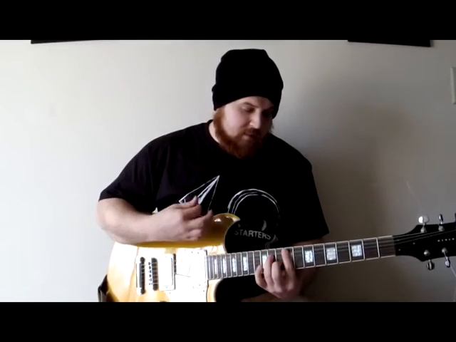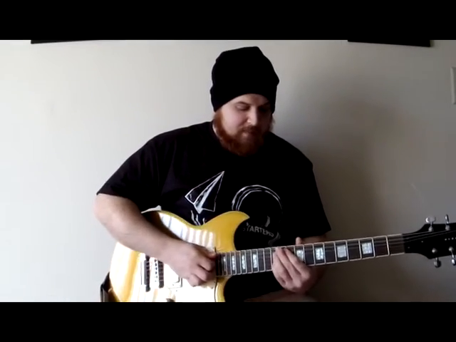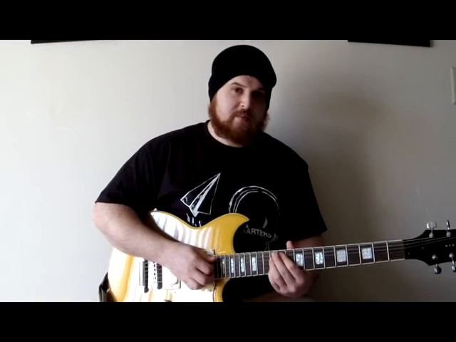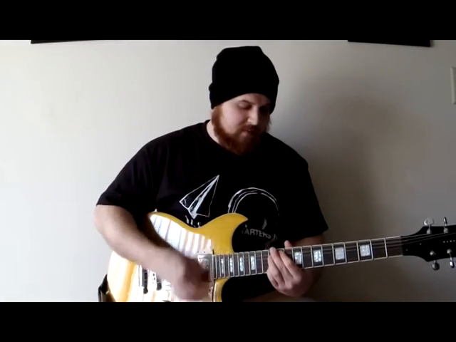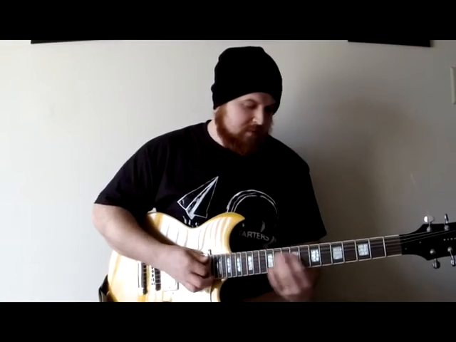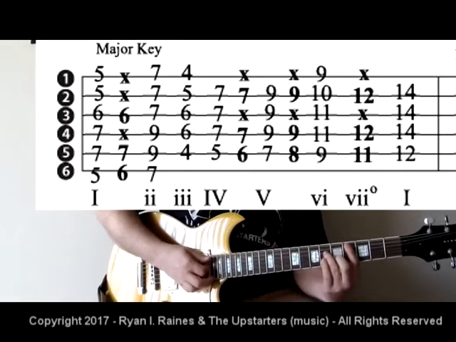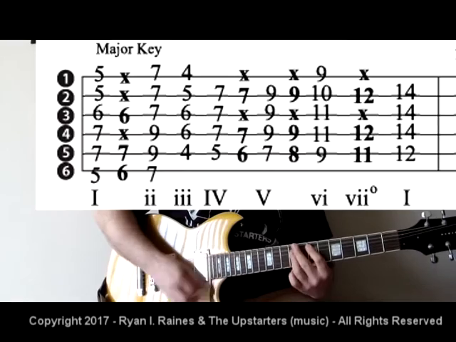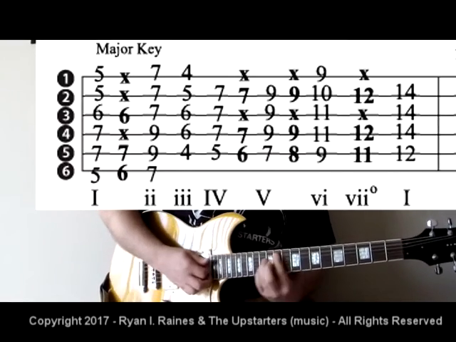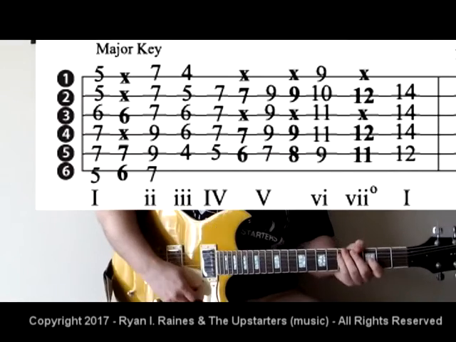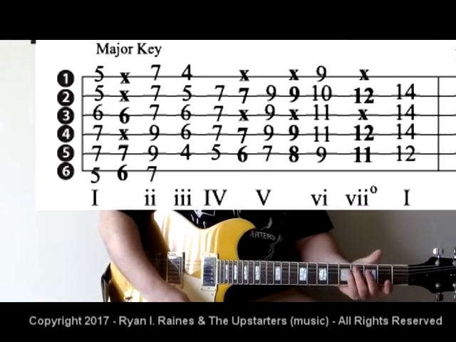And then go to 6, which is minor. And 7 is the traditional diminished placement for that key. And then back to 1. Every chord in the major key.